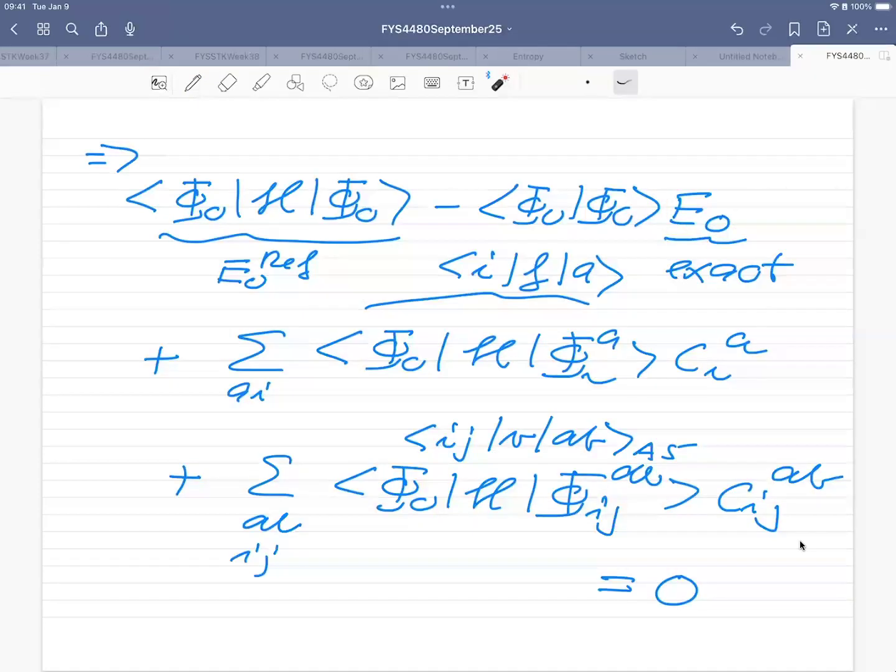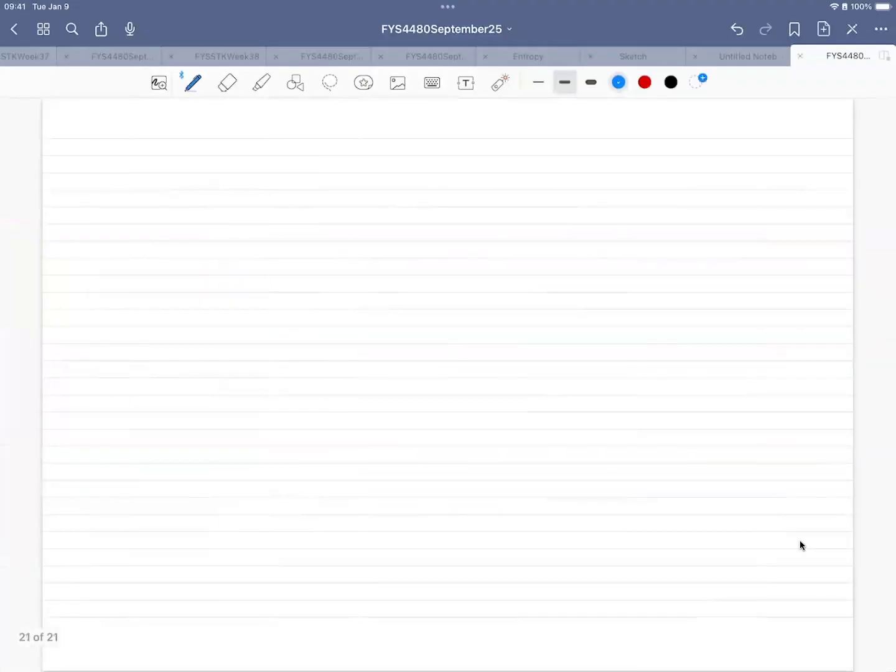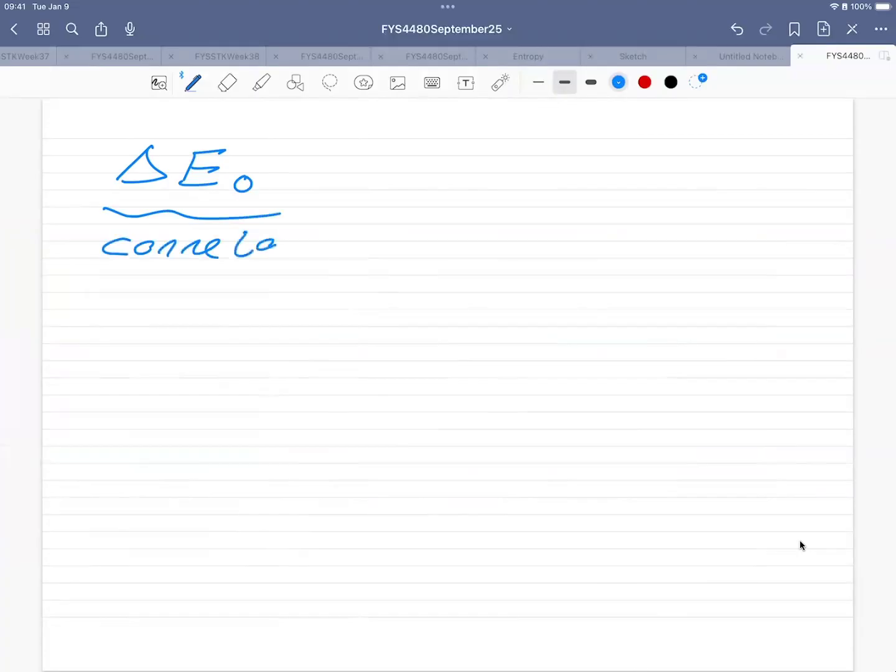So what I'm going to do now is to bring this and this term over to the other side. So what I'm going to get now is something I will call the correlation energy, delta E, of the ground state. So this term here is the correlation energy, where you have the contribution from the mixing of your ansatz for the ground state with the other states. So this is called the correlation energy.